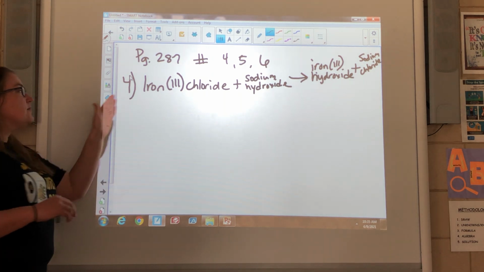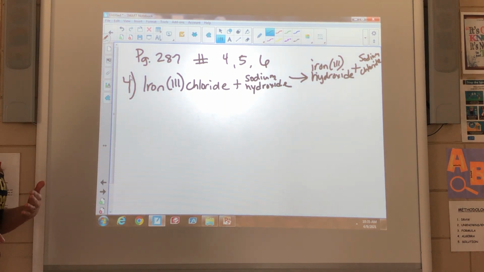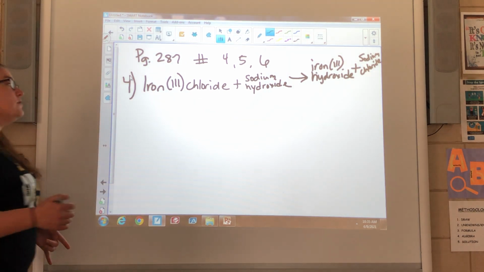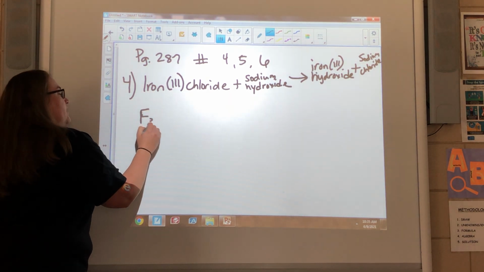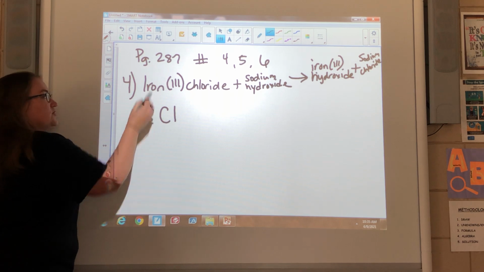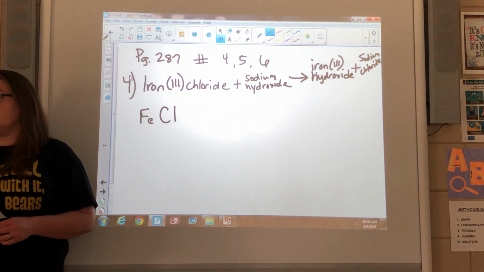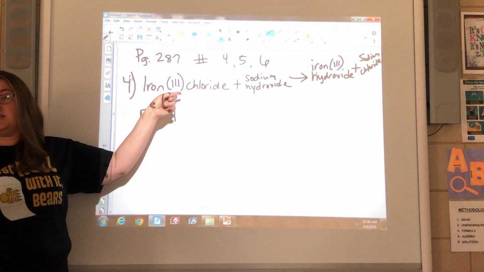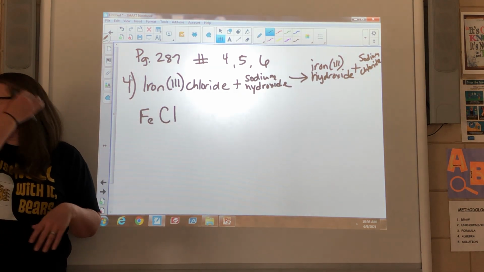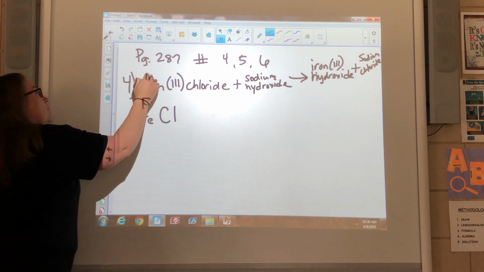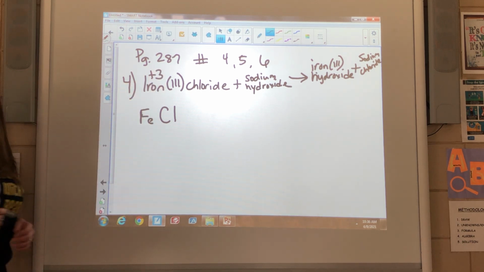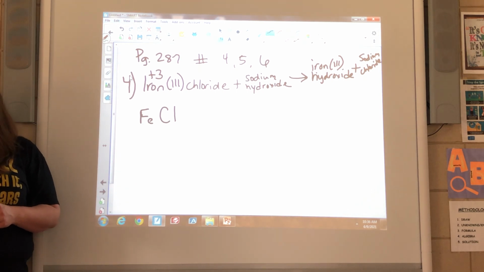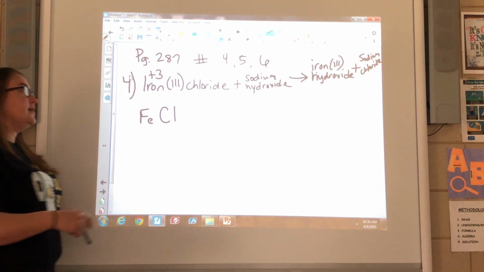So I've got iron 3 chloride. First off, what two elements do I have here? Iron and chlorine. So I know I'm going to have FeCl. So what's the charge on iron? +3. That's what it means in these parentheses. It's telling us that that transition metal has a +3 charge. What is the charge on chlorine? A -1.